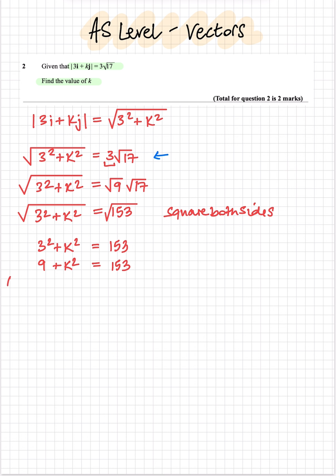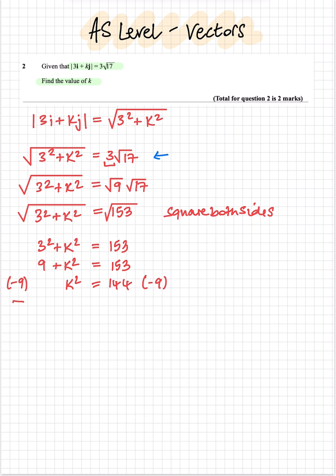So to solve for k, we're going to subtract 9 from both sides. So k squared is equal to 153 subtract 9. Don't do everything in your head, because that's how we sometimes make mistakes. You've got a calculator, use it, guys, please. So we've got k squared equals 144.